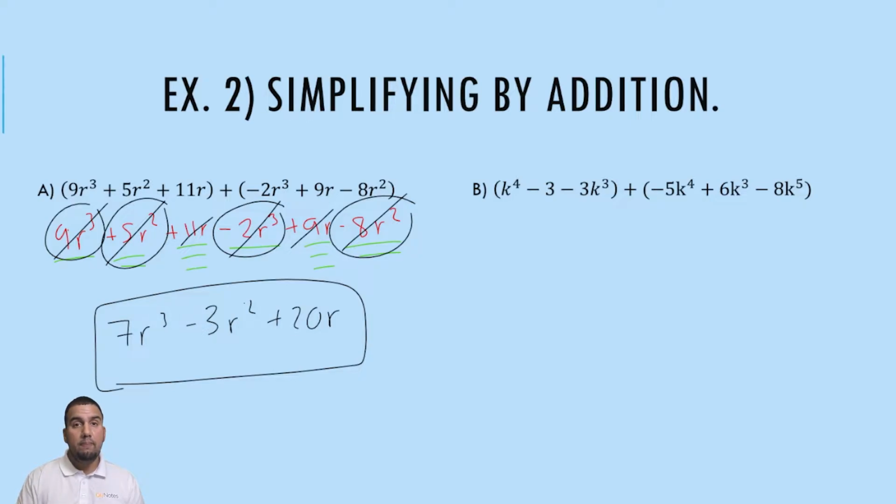So same concept for B. Pause the video. And once you feel ready, press play. So for B, I noticed that I'm adding 2 polynomials. How do I know? There's a plus sign right here.